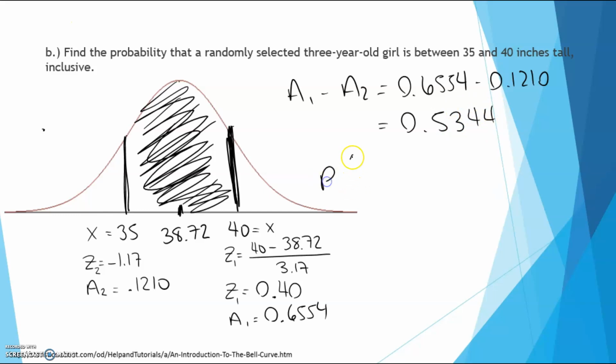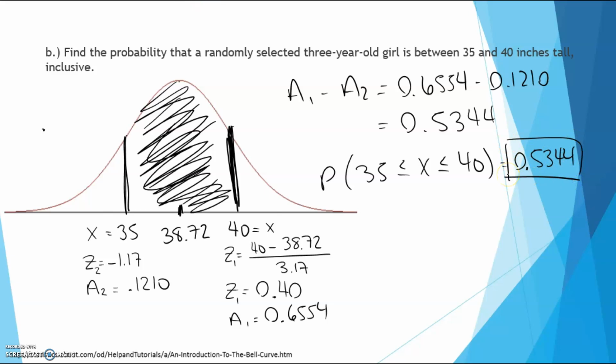So the probability that a 3-year-old girl is between the heights of 35 and 40 is equal to 0.5344. And that's your final answer right there.